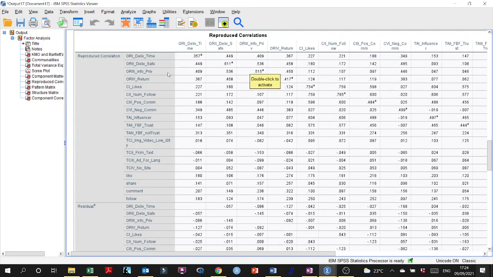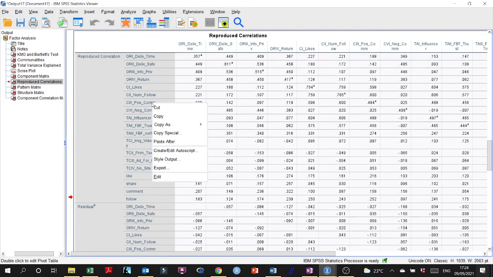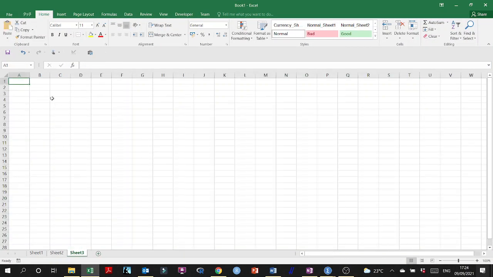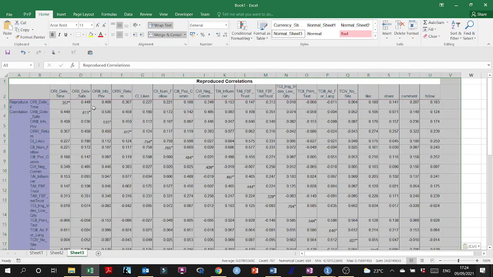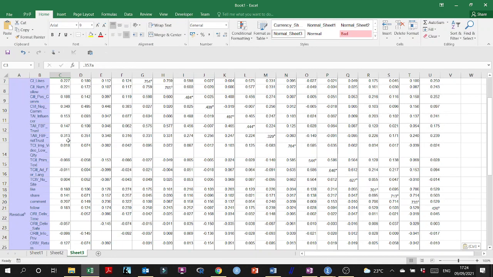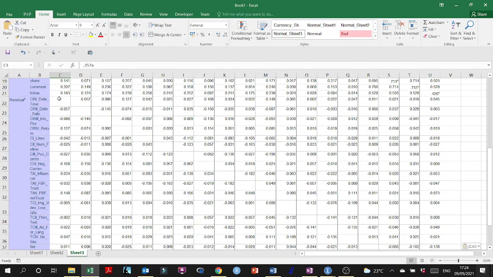Reproduced calculations has 2 parts. The first one is the correlations. So this is here the correlations, and here is the residuals. I'm going to copy that and take it to Excel. Here at Excel, as you can see, I am very much concerned with the residuals. So I'm going to just select the residuals over here.